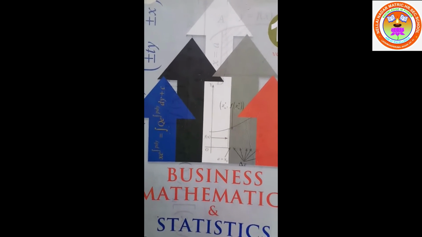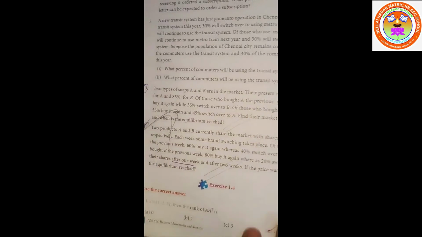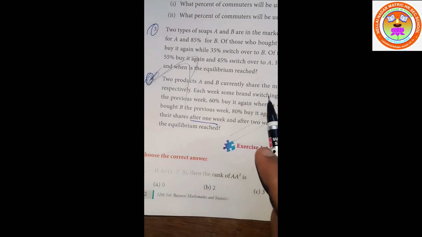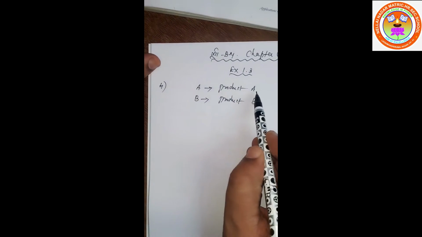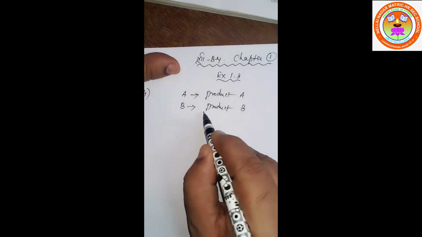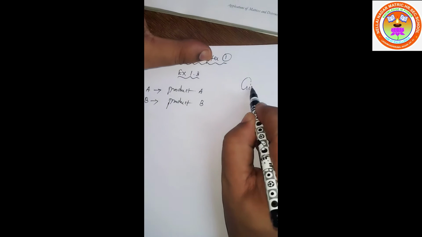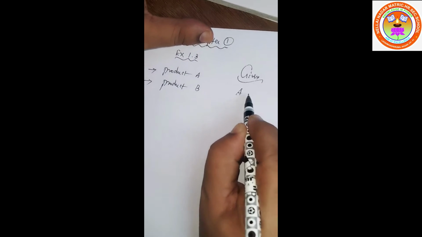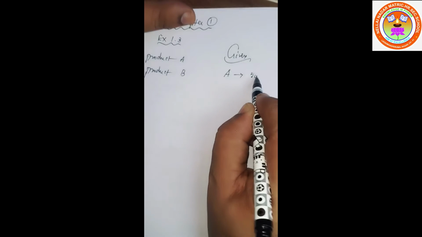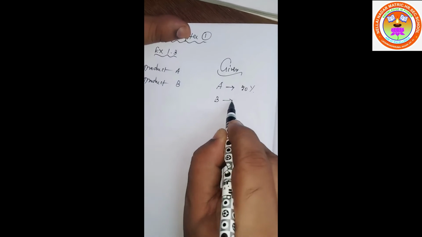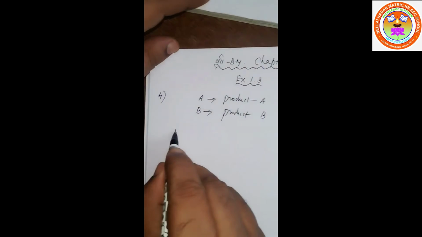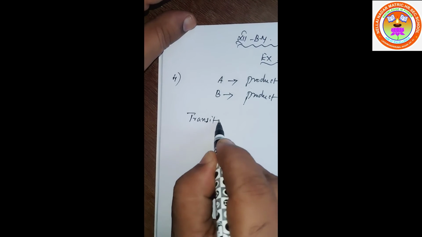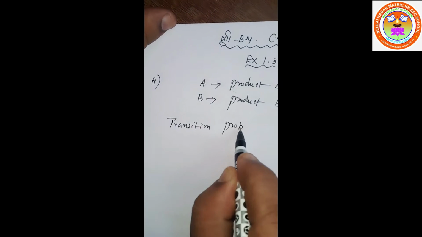Continuation of exercise 1.3, problem number 4. Two products A and B currently share the market with the shares 50% and 50% each respectively. Listen, I consider A as product A and B as product B. Given A's present share equals 50%, even for B the present share is 50%. Now, the transition probability matrix.